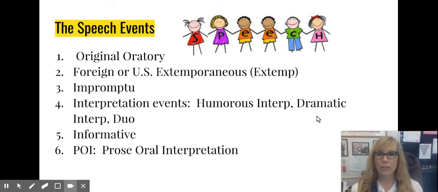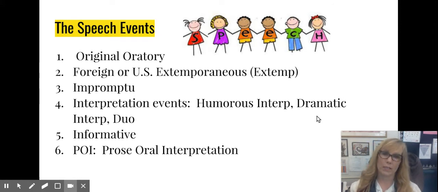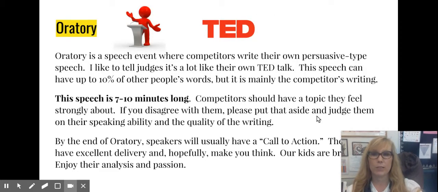All right. So here are the speech events that kids can participate in. So first, oratory, foreign or U.S. extemp, impromptu. There are the interp events, humorous interp, dramatic interp, and duo. Informative and POI, or prose oral interpretation. Some tournaments may have more events than these, so just ask them for clarification as to what those rules are. So let's just go through these speech events real quick.